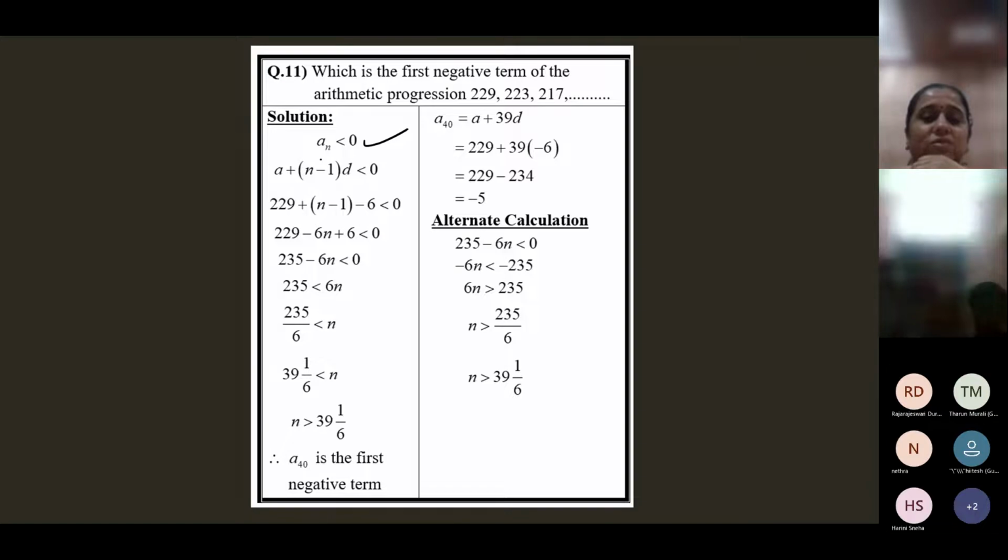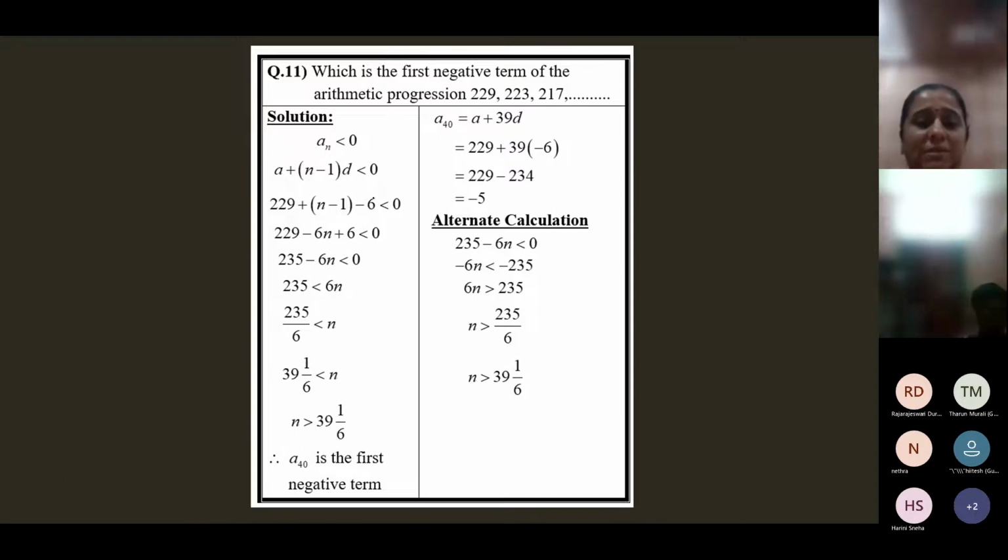Now a_n is less than 0, meaning a plus (n minus 1) into d is less than 0. Substitute the values. a is 229, (n minus 1) into d. What is d? 223 minus 229, which is minus 6. Minus 6 is less than 0. So multiply minus 6 with every term inside the bracket. See, it's (n minus 1) into d. So minus 6 into n, minus 6n. Minus 6 into minus 1, plus 6.